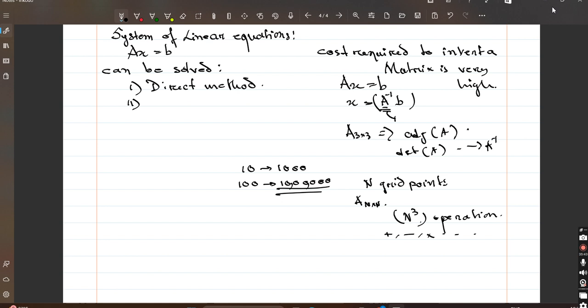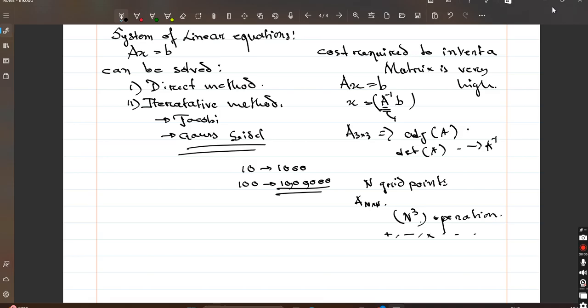So what people generally do is they try something called the iterative method. Two very popular ones are the Jacobi and the Gauss-Seidel method. Okay, these are the two very popular methods.